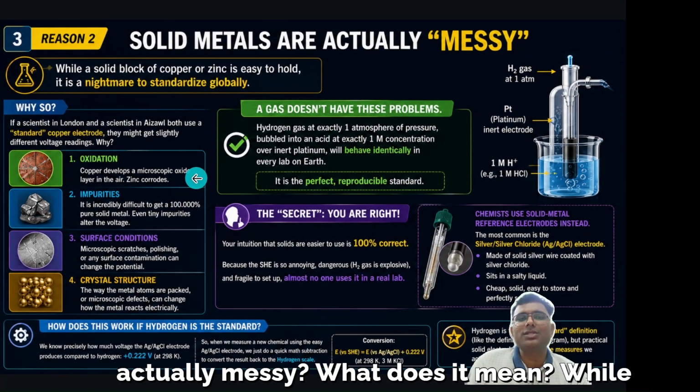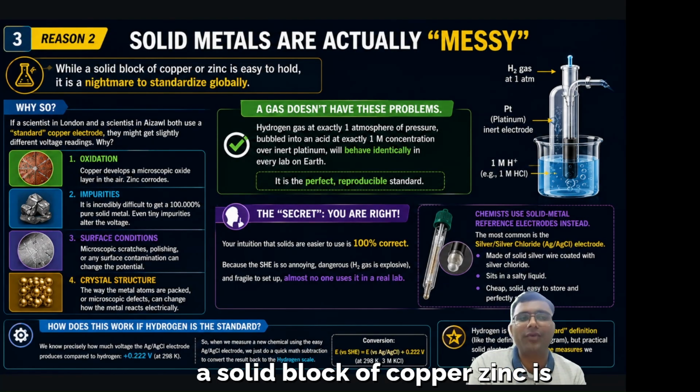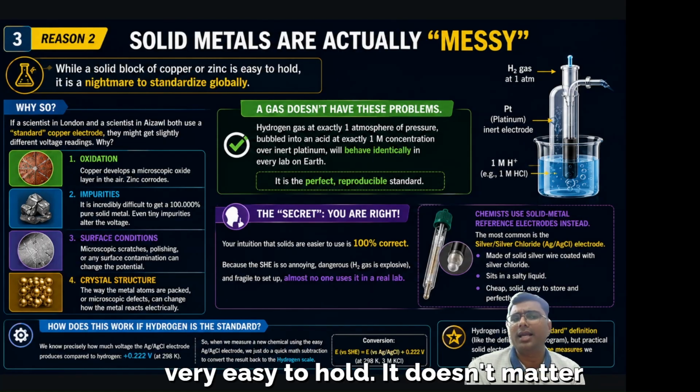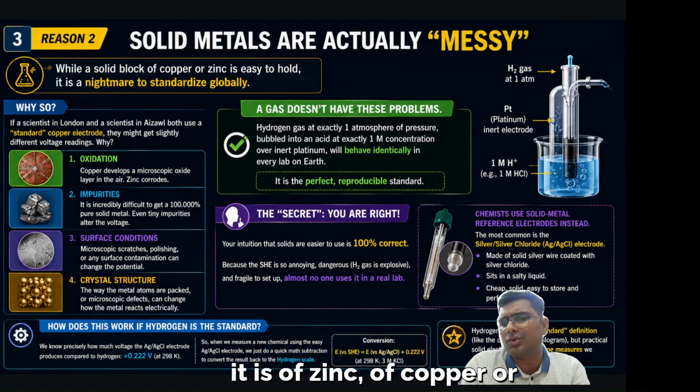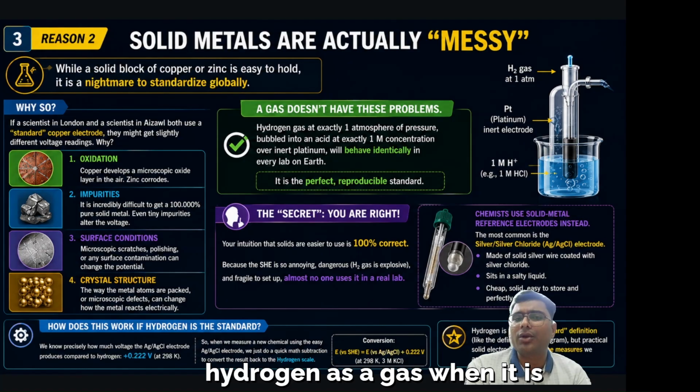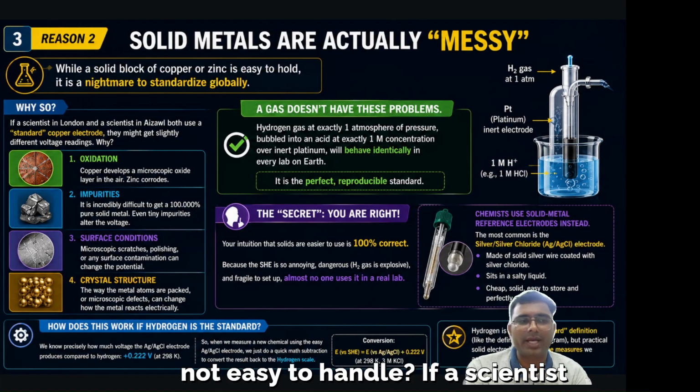The second one is that solid metals are actually messy. What does it mean? A solid block of copper or zinc, a solid rod, is very easy to hold. It doesn't matter whether it is zinc, copper or magnesium. Then why are we taking hydrogen as a gas when it is not easy to handle?